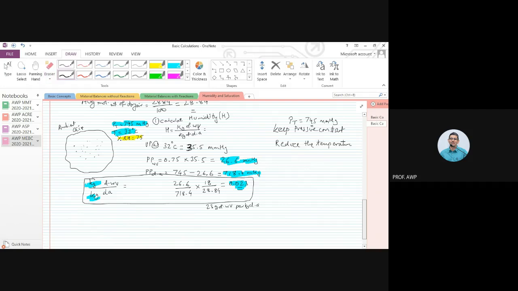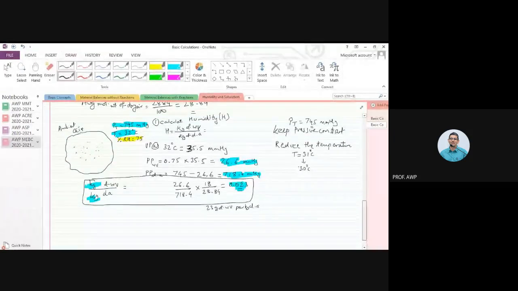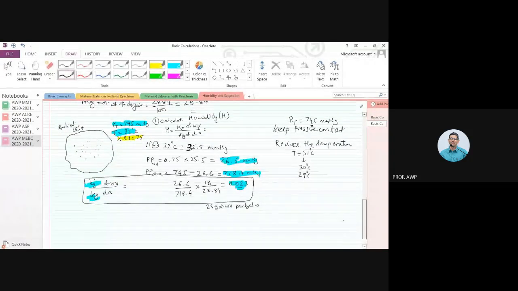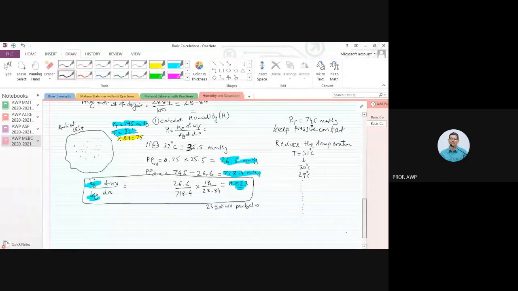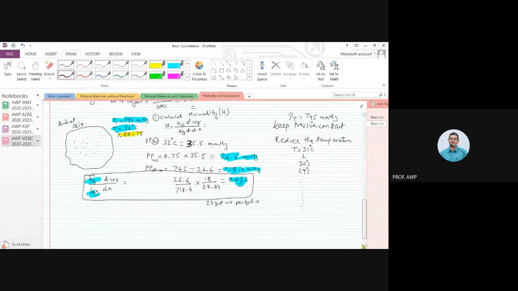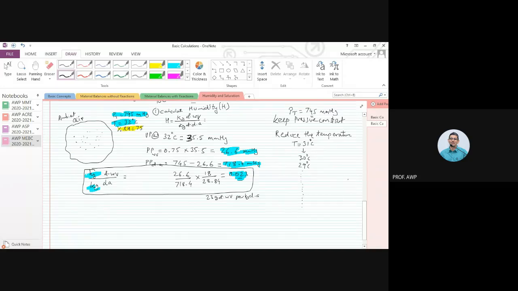So now I reduce the temperature. Suppose I reduce the temperature to 31 degrees centigrade. Suppose I reduce it to 30 degrees centigrade. Suppose I reduce it to 29 degrees centigrade. Can I keep on reducing? Will something happen at some particular temperature? So the water vapor will liquefy. Yes, some of it will liquefy. Let's look at that. So imagine that temperature is 31 degrees centigrade.